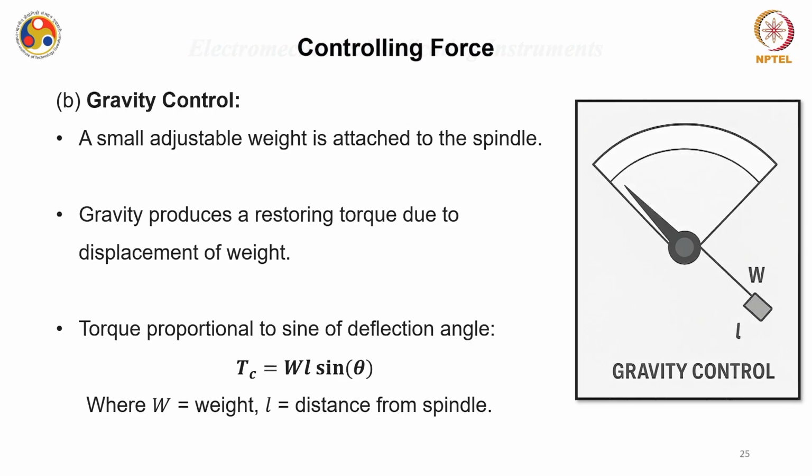The second kind of controlling mechanism can be provided by gravitational control. A small adjustable weight is attached to the spindle. Gravity produces a restoring torque due to the displacement of the weight, because with the pointer's movement this weight is also moving.